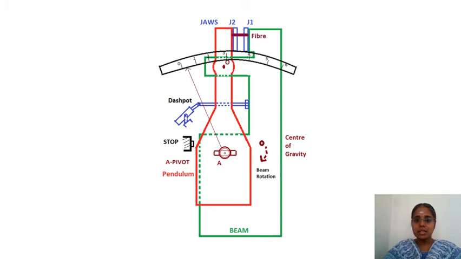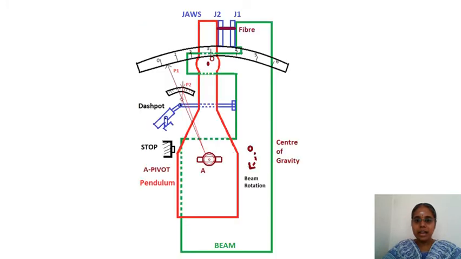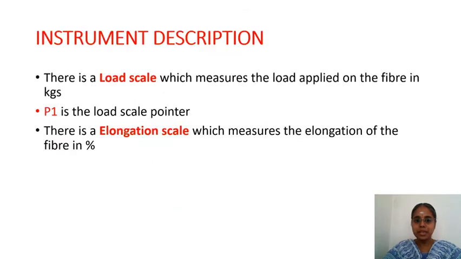So this is the loading scale. This is the pointer for the load scale. So P1 is the pointer for the load scale. Next is the elongation scale. This elongation scale, the pointer is P2, in which you can measure the elongation of the fiber. This is the loading scale for measuring load, elongation scale for measuring the elongation. There is an attachment between the pointer of the load scale and the elongation scale. The elongation is measured in percentage, the load scale is in kgs.